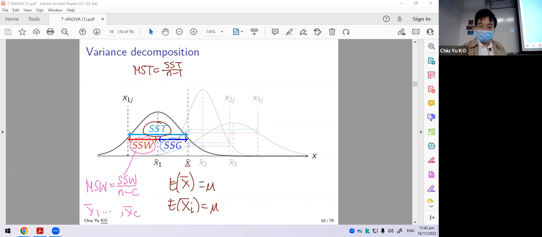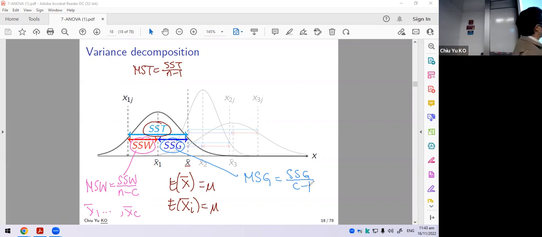And you can also measure this by MSG, which is SSG over C minus 1, because there are C X bars, and then you estimate this guy. So that's why you have C minus 1 degrees of freedom. Okay, so there are three ways to estimate sigma under the null.